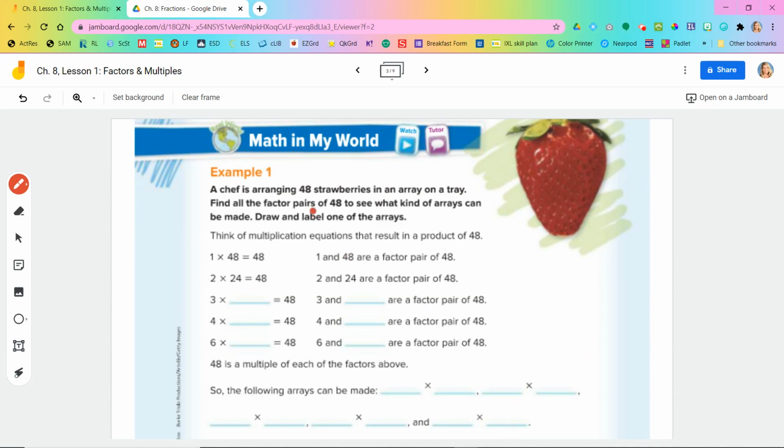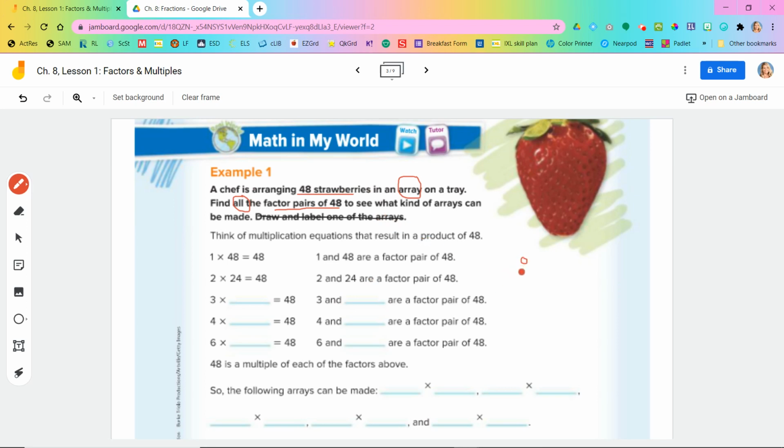It says a shelf is arranging 48 strawberries in an array on a tray. Find all of the factor pairs of 48 to see what kind of arrays can be made. Draw and label one of the arrays. Now, we're not going to do this last part, but let's take a look at what it's asking us. So it's asking us to see what kind of arrays that this shelf can make.